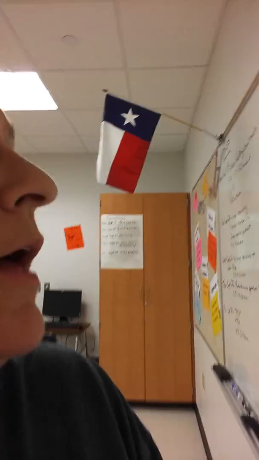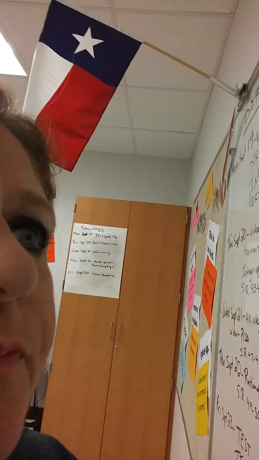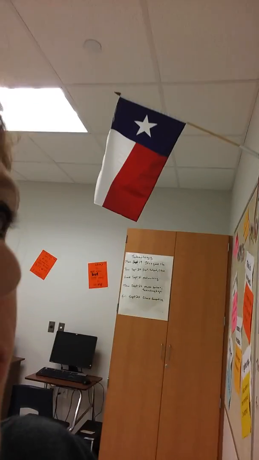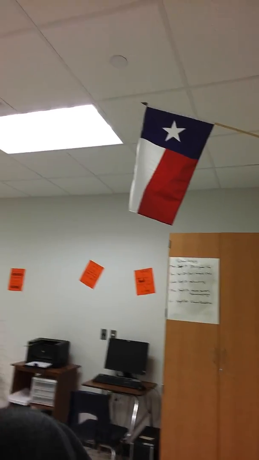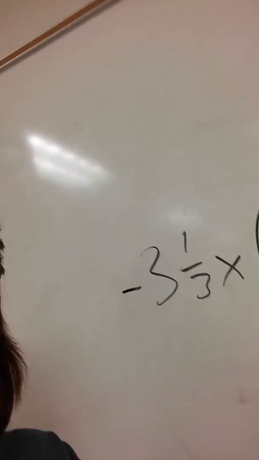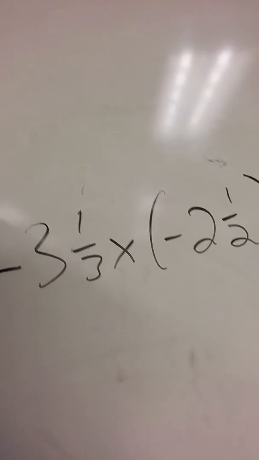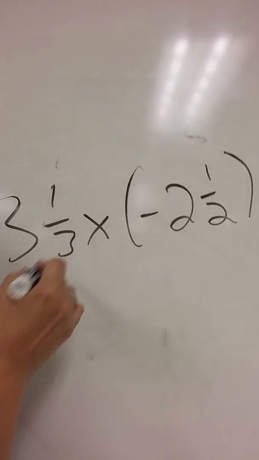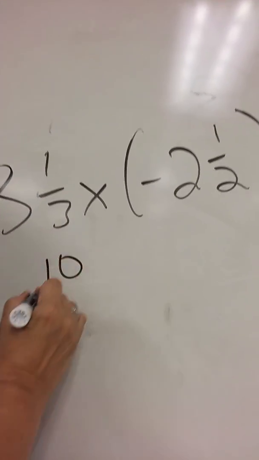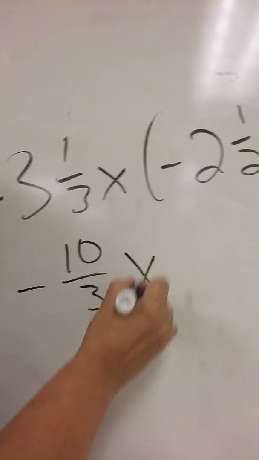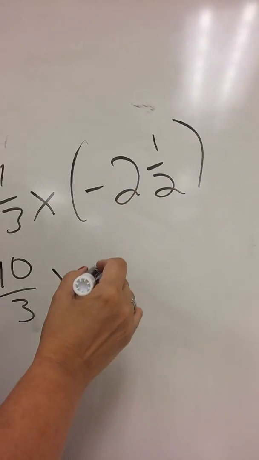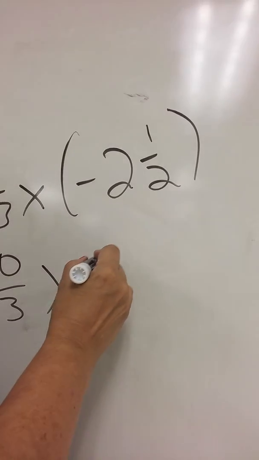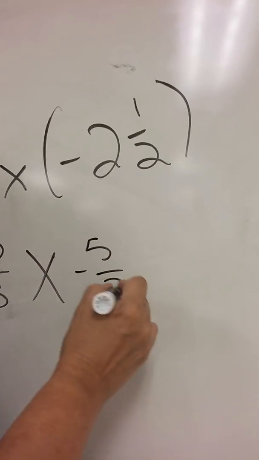So let me show you an example. I have negative 3 1/3 times negative 2 1/2. And this is question number 8 on your paper. What I need to do is I need to make these back into the improper fractions. So 3 times 3 is 9, plus 1 is 10. So this would be negative 10/3 times, and then negative 2, 2 times 2 is 4, and plus 1 is 5. So this would be negative 5/2.